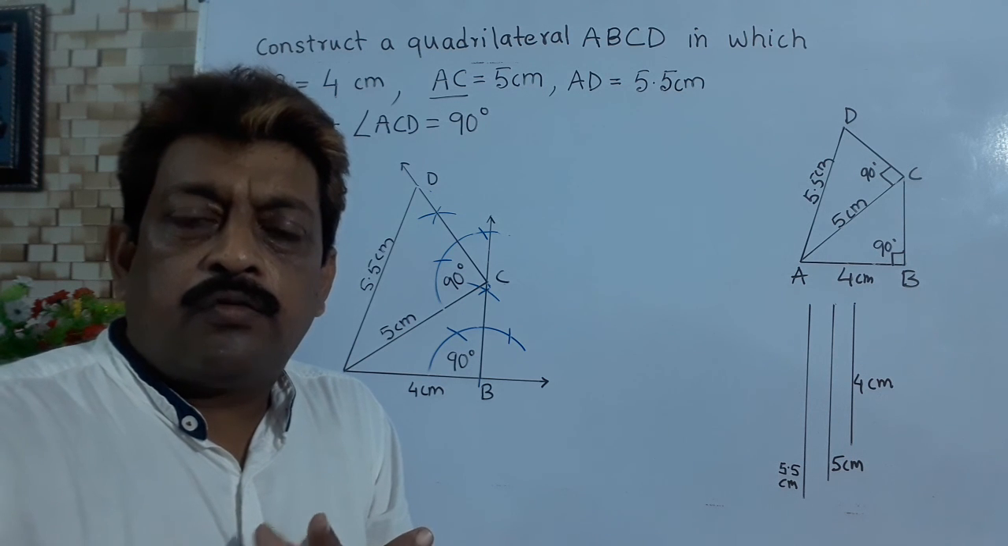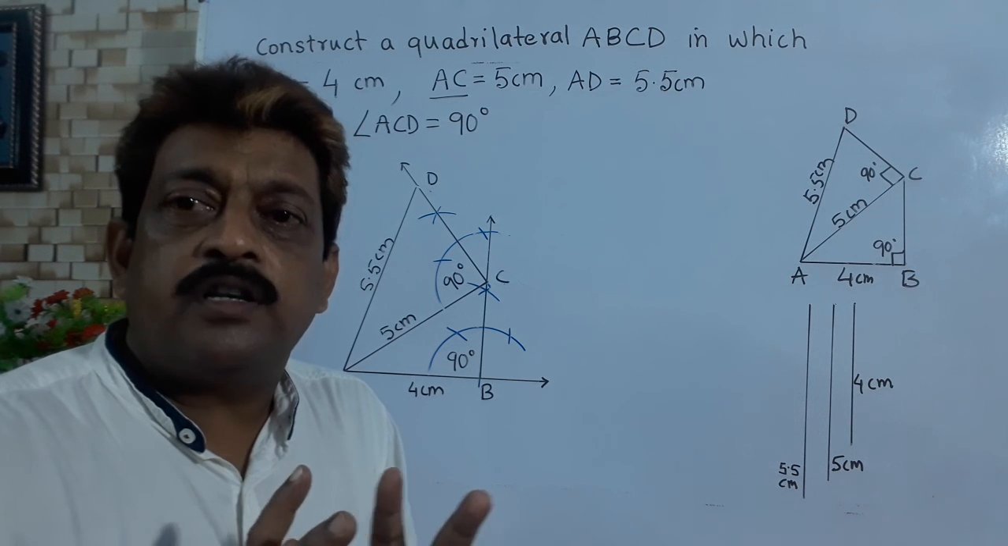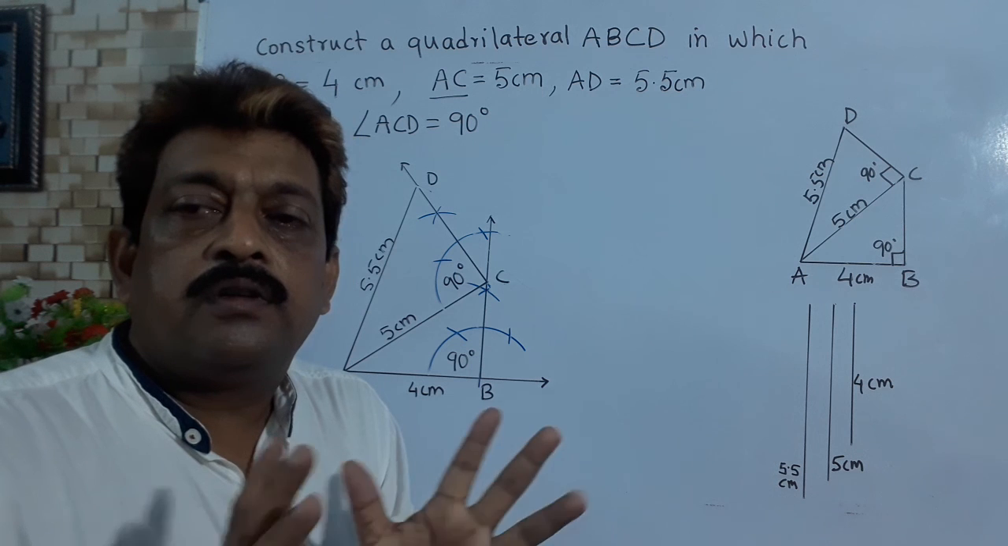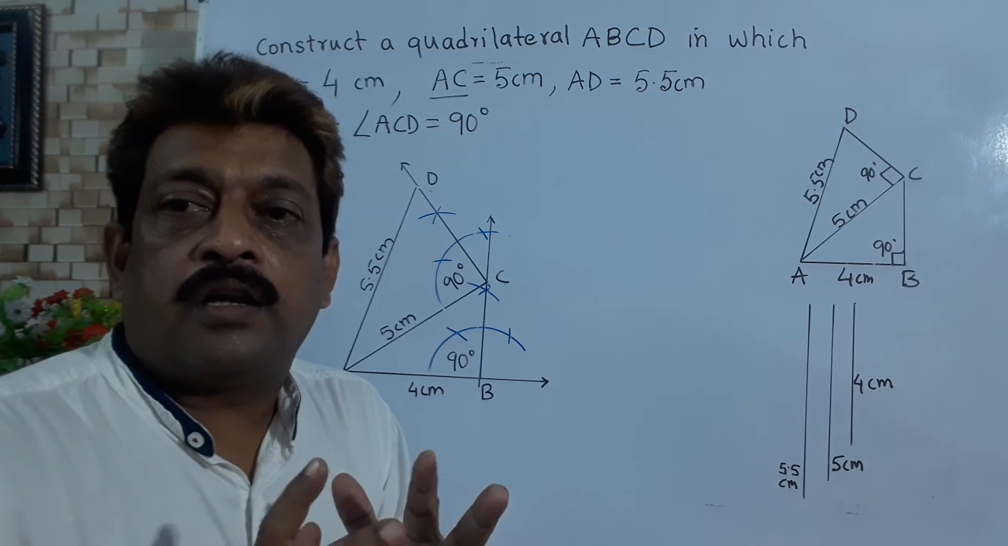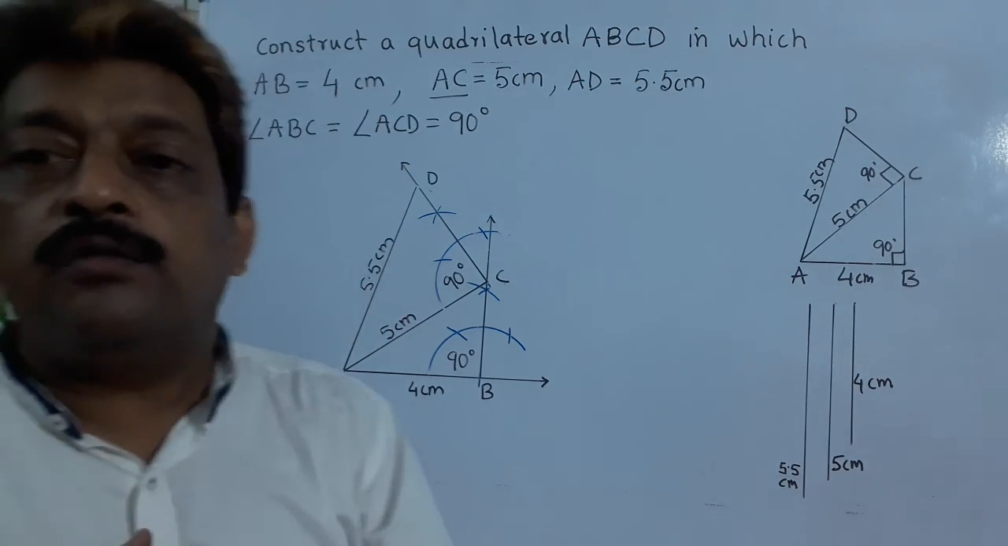In the next session we will learn how to construct special quadrilaterals like square, parallelogram, rhombus, and trapezium, and rectangle. So let us conclude today.